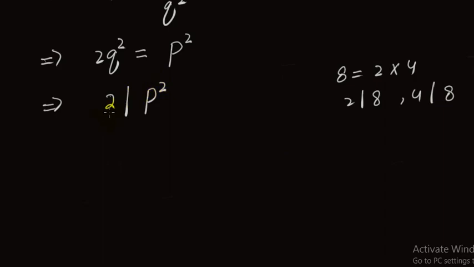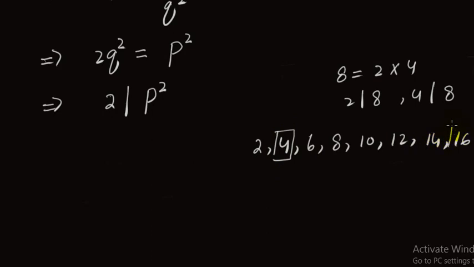Now look at the numbers which are divided by 2. Look at the integers or squares of integers which are divided by 2. So 2 divides 2, 2 divides 4, 2 divides 6, 8, 10, 12, 14 and 16. Among these even numbers, we choose the numbers which are squares of an integer. 4 is the square of an integer. Similarly, 16 is the square of an integer. No other number is the square of an integer. Now 2 divides 4, and 4 is equal to 2 square, and 2 divides 16, and 16 is equal to 4 square.